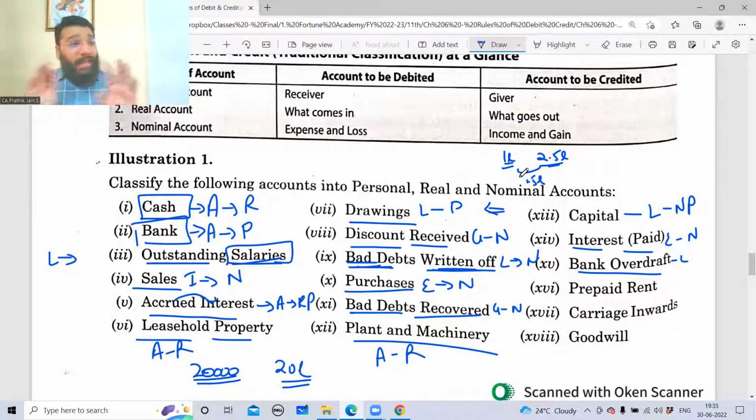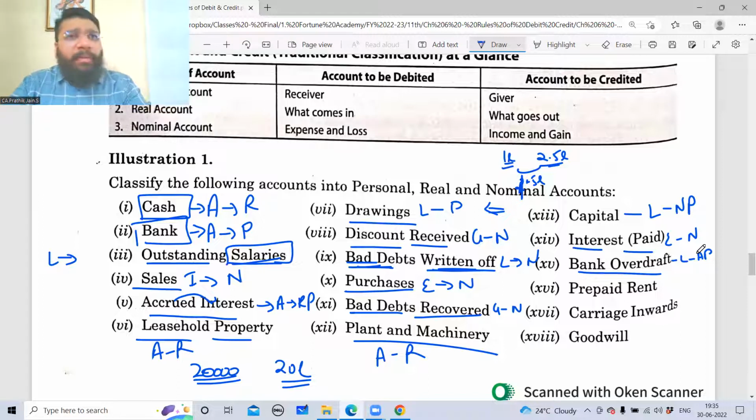But wait, I'm not going into detail. I told you in the BRS chapter, I'll be discussing in detail. So this is the loan amount, 2.5 lakh rupees. 1.5 lakh rupees is the additional money we're getting, which we have to repay in future. So bank overdraft is a liability which we have to repay in future. So this is my liability, and the rule is artificial personal account.